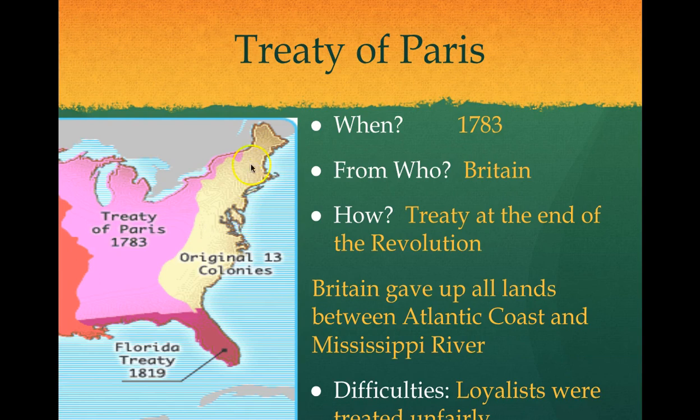Britain gave up all their lands between the Atlantic Ocean, which is right here, this coast, the blue ocean, and the Mississippi River, which essentially is this divide between red and pink. The difficulties that they faced in getting the land were that the Loyalists were treated unfairly. So people who sided with Britain during the Revolution had a really hard time in society after the Revolution.